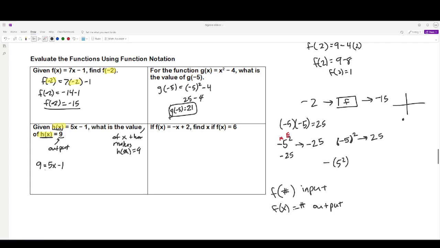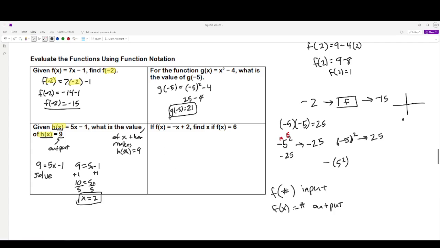Now this problem we need to solve. We're not just simplifying it like we were when we put in an x value. Now we need to do our inverse operations. So we would do 9 equals 5x minus 1. We would add 1. 10 equals 5x, divide by 5. x equals 2. Or 2 equals x, and then I would reverse it to put x equals 2.